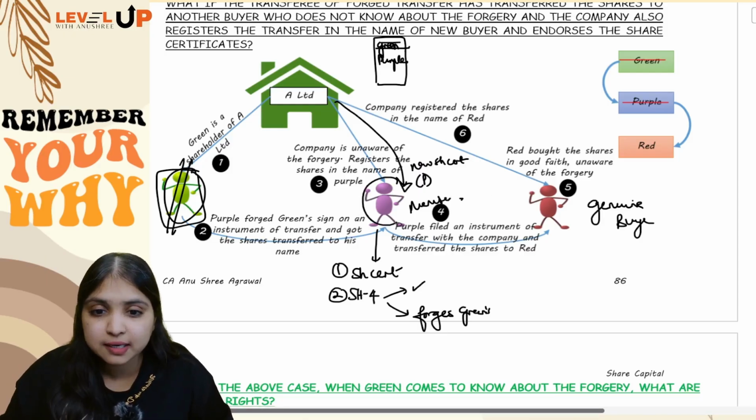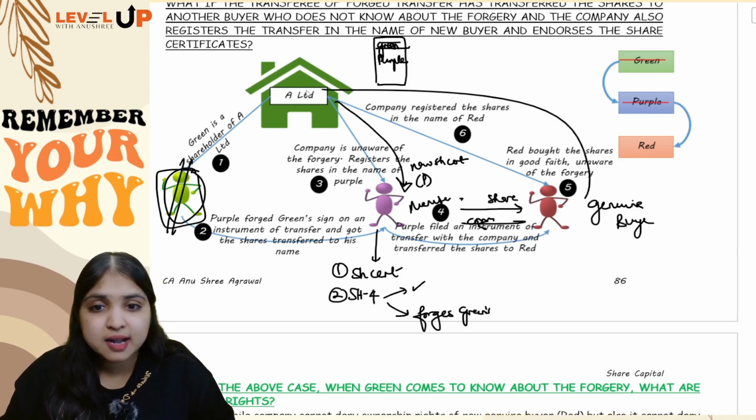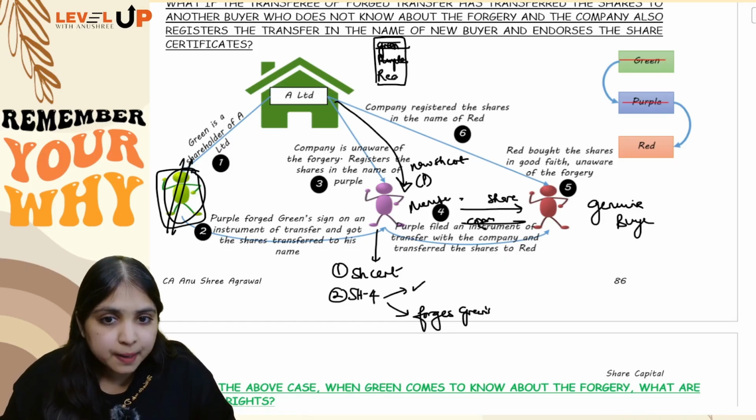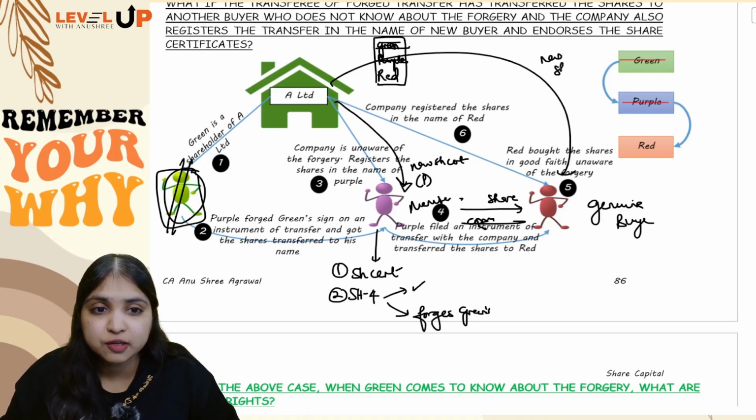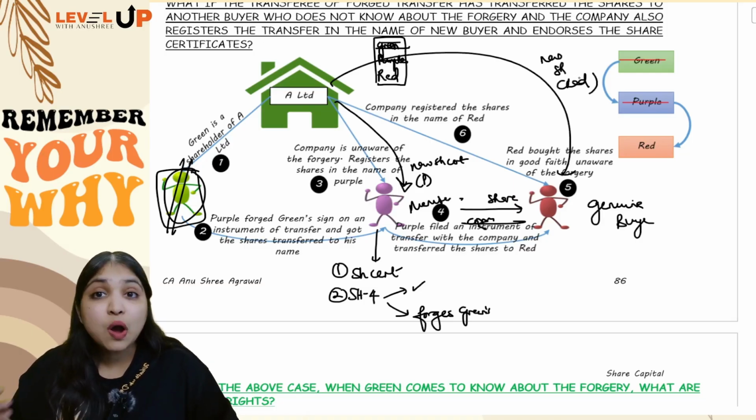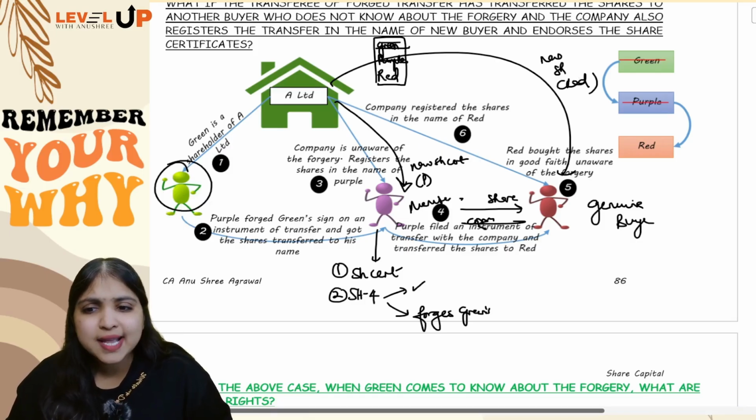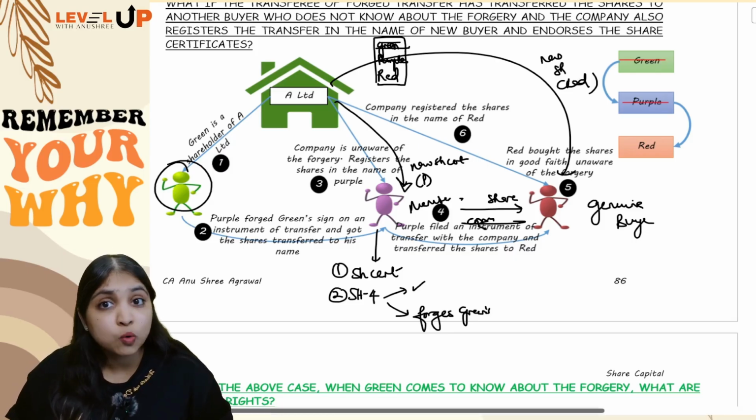He believes that Purple is a member of the company, and he buys the shares from Purple, gives consideration for the shares, again submits all the documents to the company. Company removes Purple's name. Company puts Red's name in the register, and company gives to Red a new share certificate containing Red's name. Now, after all these days, Green wakes up and wonders why has the company not given him dividend for all these days? Why is the company not sending him notices all these days?